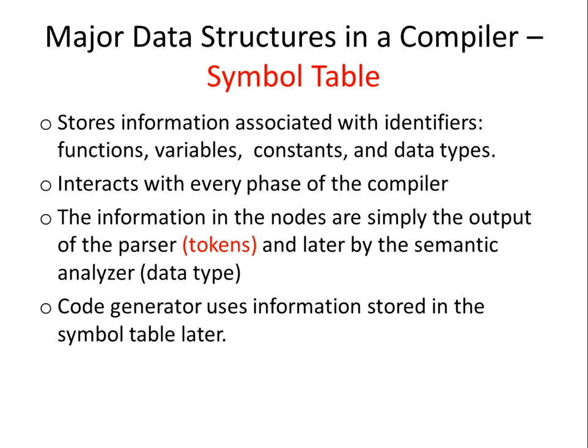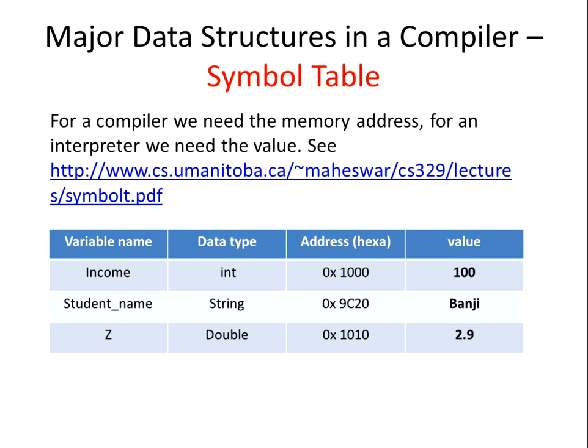The symbol table stores information associated with identifiers, functions, variables, constants, and data types. It interacts with every phase of the compiler. The information in the nodes is simply the output of the parser tokens and later of the semantic analyzer. The code generator uses information stored in the symbol table later. For a compiler, we need the memory address. For an interpreter, we need the value.